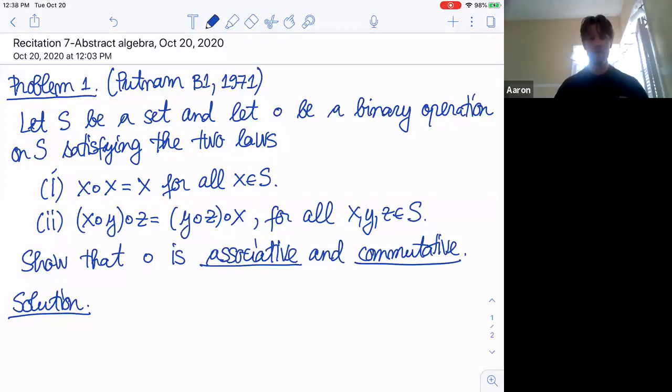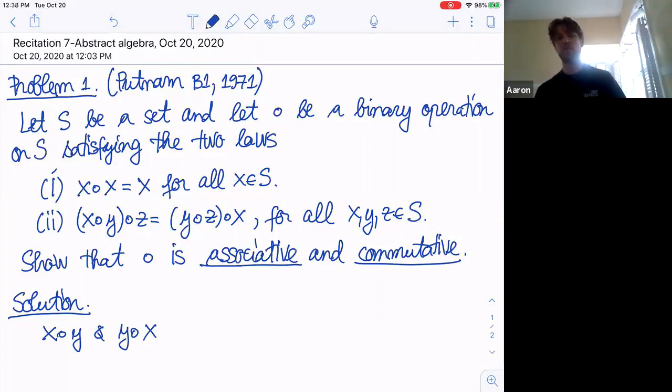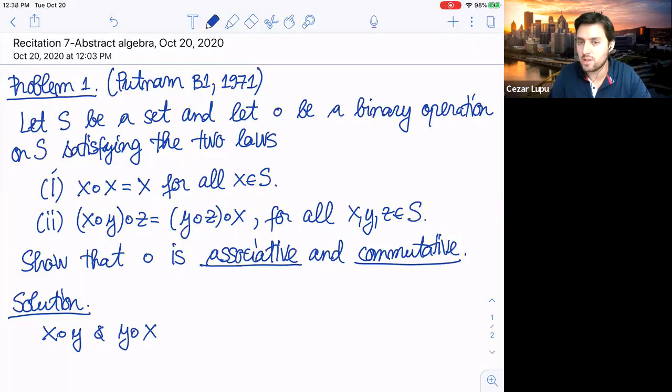Just to clarify, would a binary operation be like the sum of two elements in S? Not the sum. A binary operation means that for any two elements in the set, you can take the operation between them. It could be any operation. It's a circ operation. It's not addition, it's not multiplication. It's this operation that is defined by only these two laws.